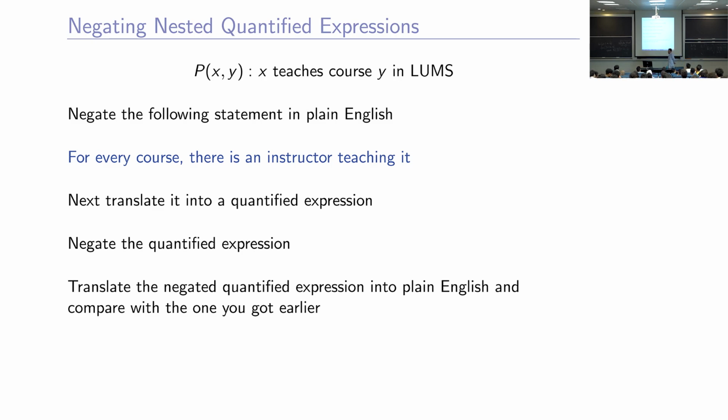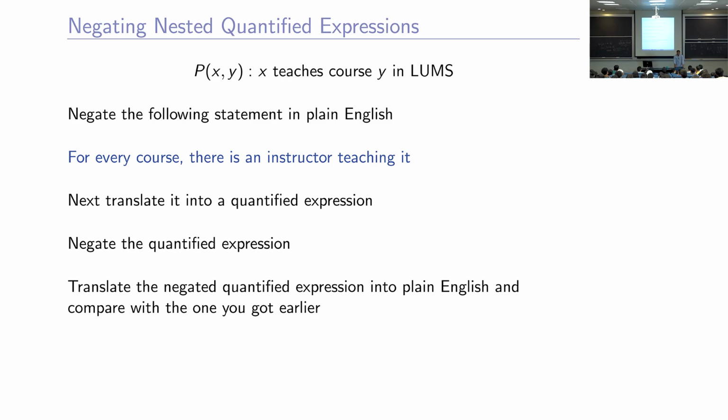What is Y? What is X? For every course, there is an instructor. So for all courses Y, for every Y in the course set, there exists an X among the instructors such that P of XY, right? Or P of YX, P of X.